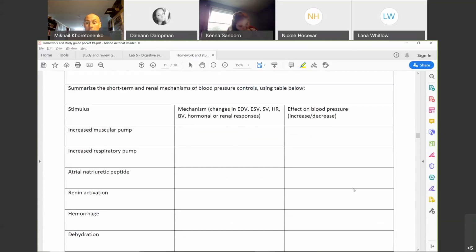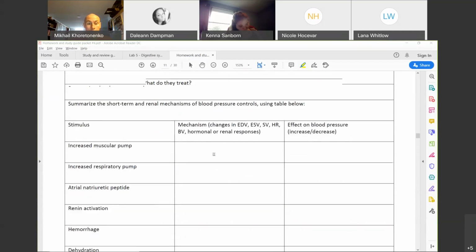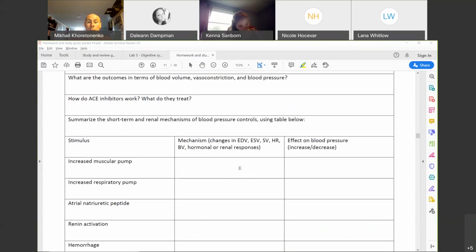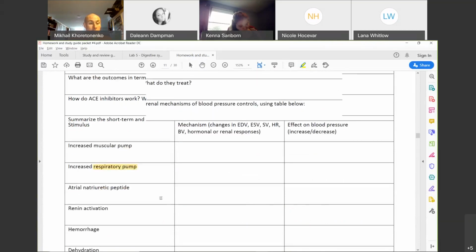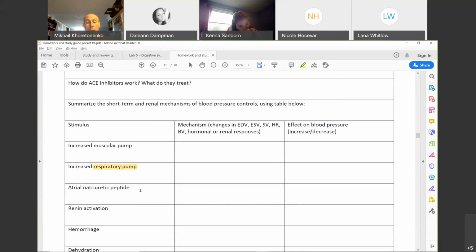So this one. Increased muscular pump, increased EDV, increased blood pressure, increased respiratory pump, increased EDV, increased blood pressure. Atrial natriuretic peptide. It is stimulated by elevated blood pressure. So it acts on kidneys. Kidneys start to excrete sodium with urine, which increases the volume of the urine. So you pee out more fluid, which decreases blood volume and blood pressure.